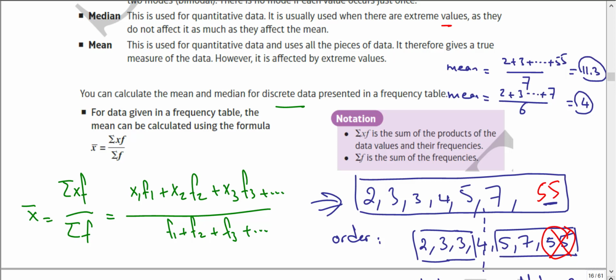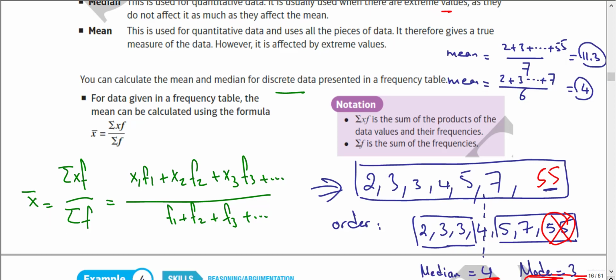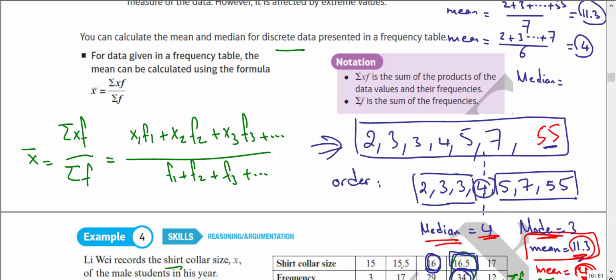What's the mean when the 55 is included? 11.3. The median, I'm asking for the median. The middle value, the median. When the 55 is included, these are 7 values. So what's the middle value? It's 4. You see this? Are you following? The median is 4.